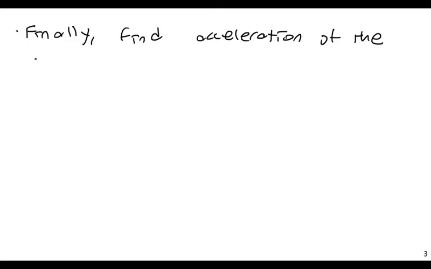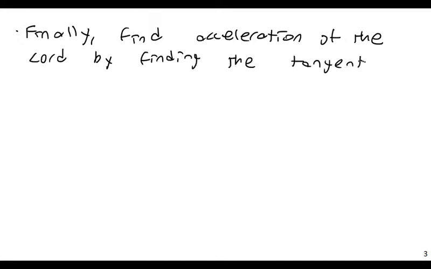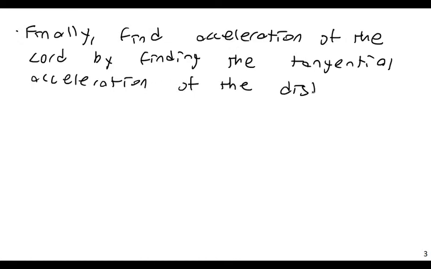Finally, find the acceleration of the cord by finding the tangential acceleration of the disk at point A. And this one is fairly straightforward. A cord is equal to A_A tangential, the acceleration at point A tangential.